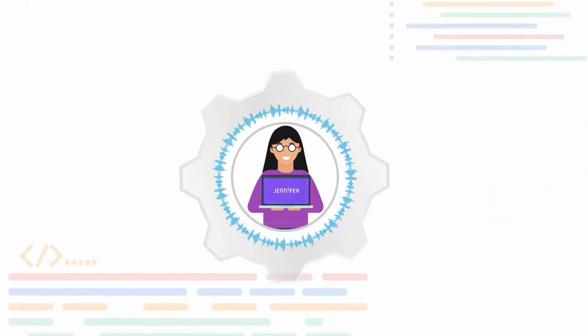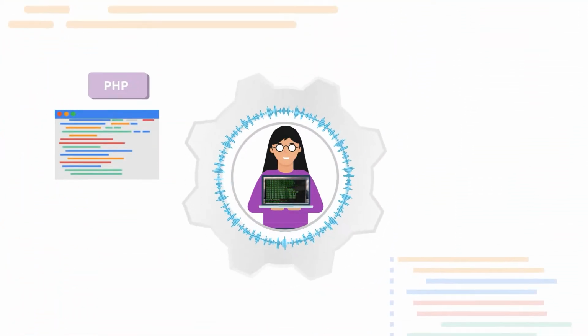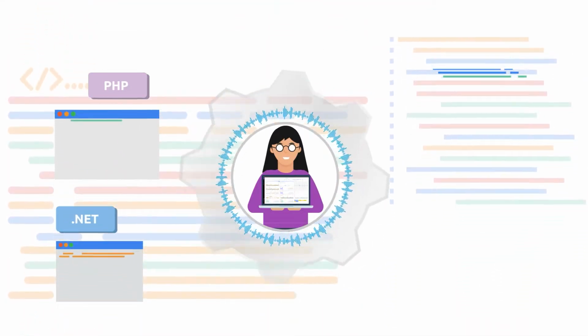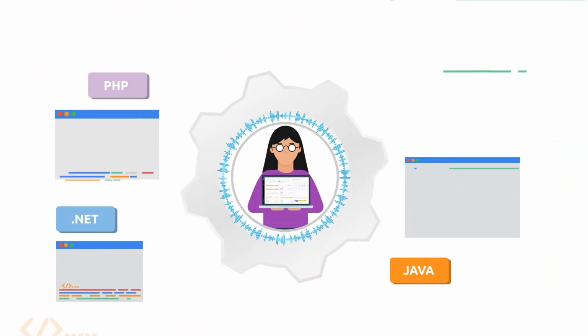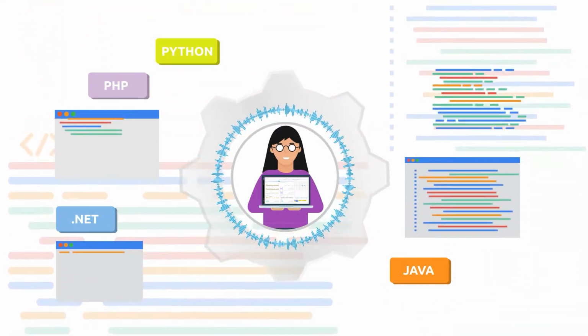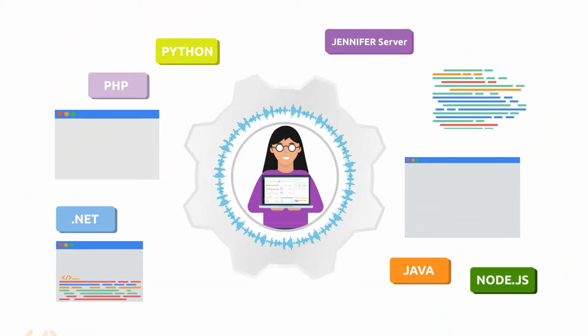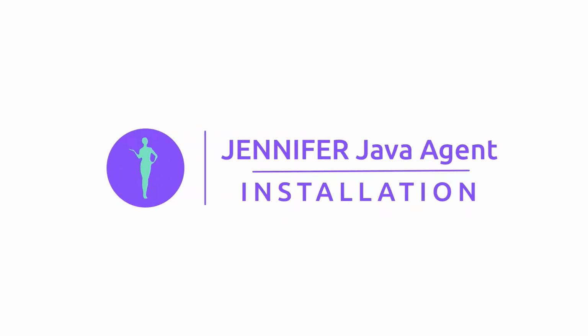Jennifer has several installer packages, which are PHP Agent Package for the PHP platform applications, .NET Agent Package for the application built by .NET Platform, Java Agent Package for Java Platform applications, Agent Package for Python and Node.js, and also Jennifer Server Package to manage and store the data. In this video, I'll show you how to set up and install Jennifer Java Agent for Java Platform applications.